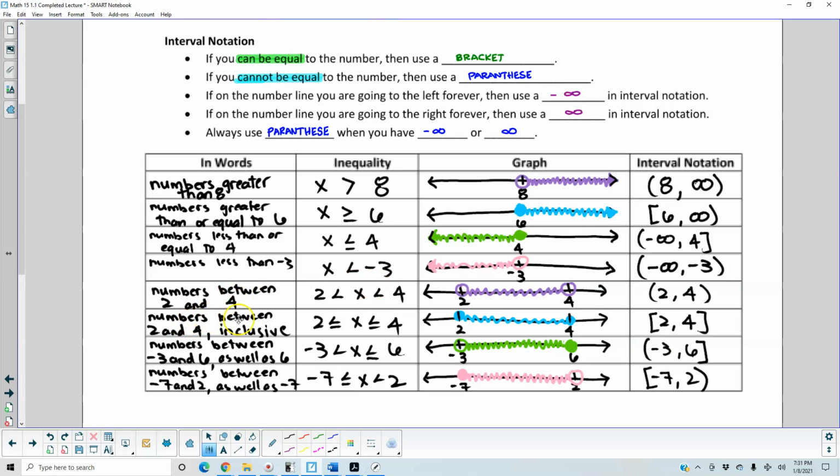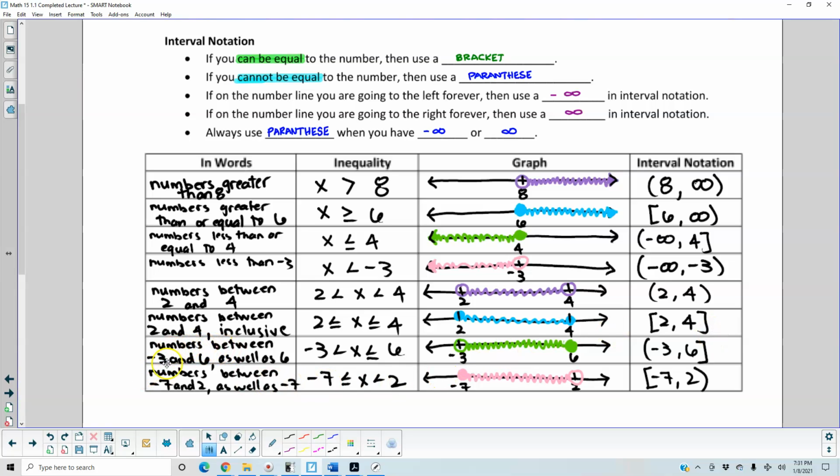Now when we have numbers between 2 and 4 with the word inclusive, that means x is in between 2 and 4, including 2 and 4. So we're going to close the circle at 2 and close the circle at 4 and everything in between. So we have bracket 2, comma 4 with a bracket.